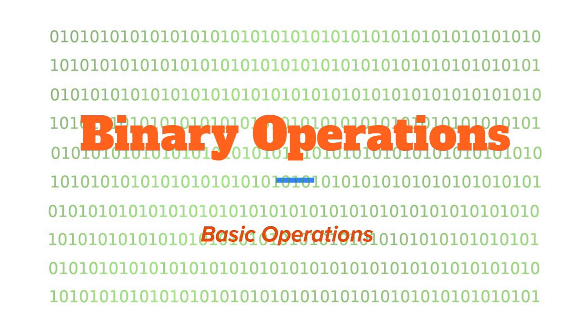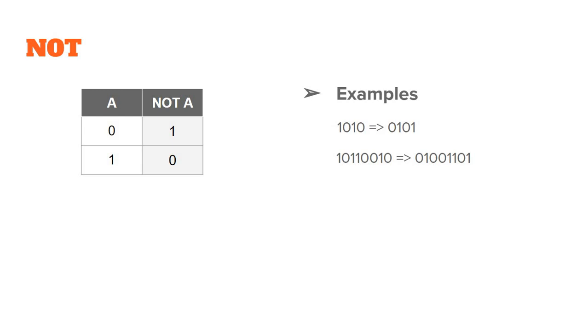How about binary numbers? The simplest operation is called NOT or negation. If we take a binary digit, which can be either 0 or 1, applying the negation will transform this into the other digit. So for example, a 0 becomes a 1, a 1 becomes a 0. This type of representation by table with possible values and results is called a truth table and is usually used to represent binary operations.